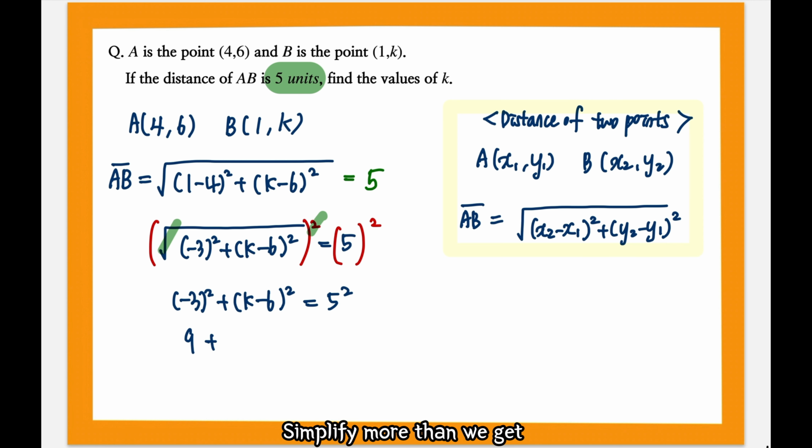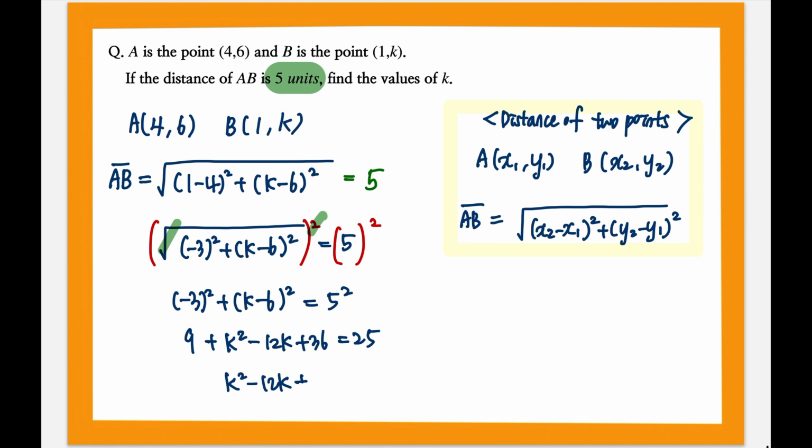Simplify more, then we get 9 plus k squared minus 12k plus 36 is equal to 25. Rearrange the equation, then we get k squared minus 12k plus 45 minus 25 equals 0. Then we get k squared minus 12k plus 20 equals 0.